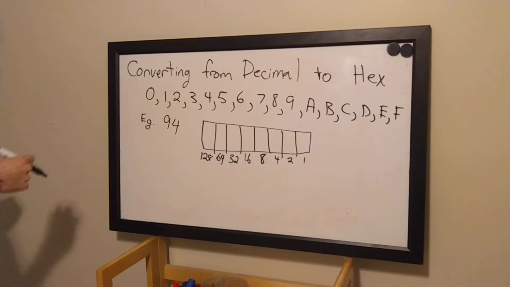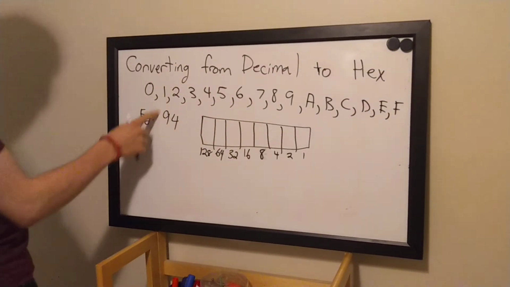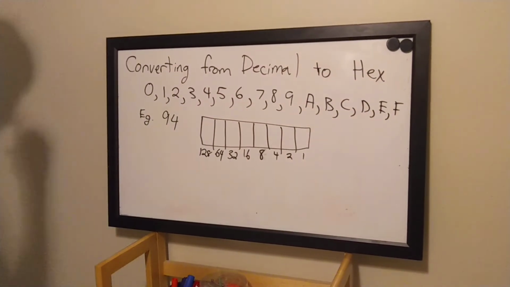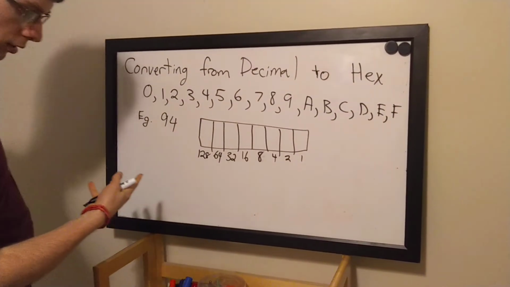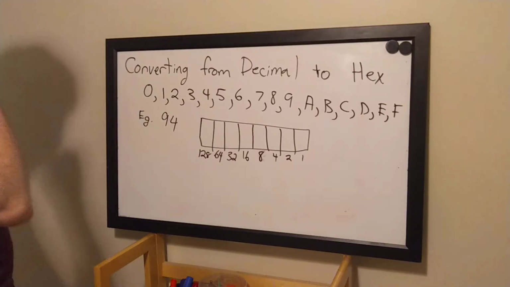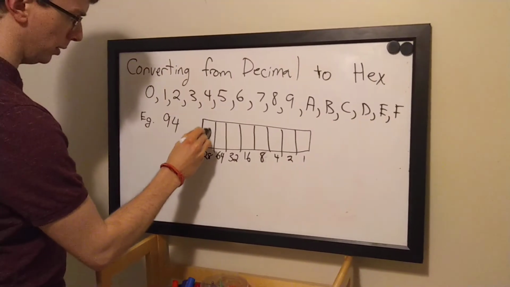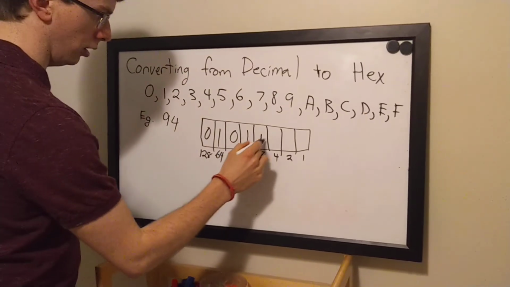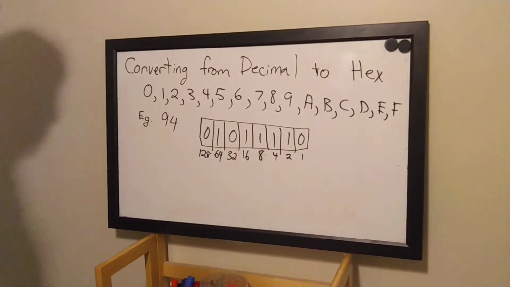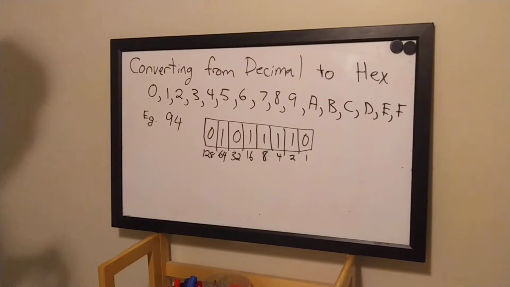And then what I'm going to do is look at this number and convert it to binary. Now, I have another video where I do that, so I'm just going to write out what the binary is for 94 so that we can move on. So the binary would be 0, 1, 0, 1, and then 1, 1, 1, 0. Okay? So there we go. We converted to binary.